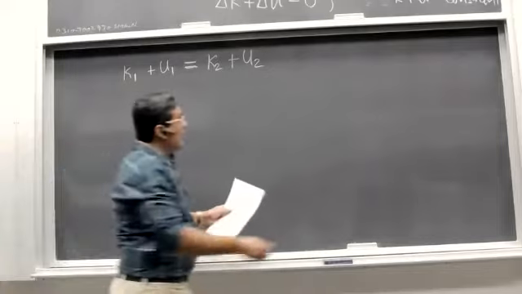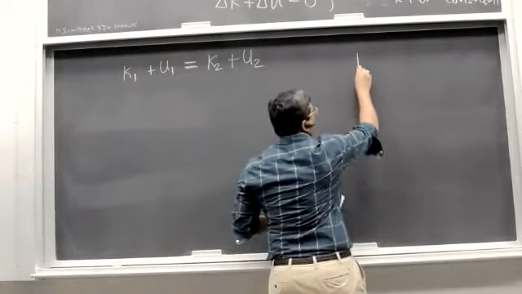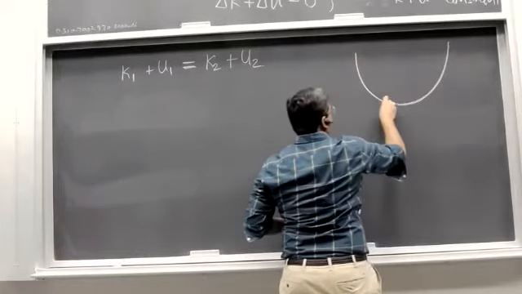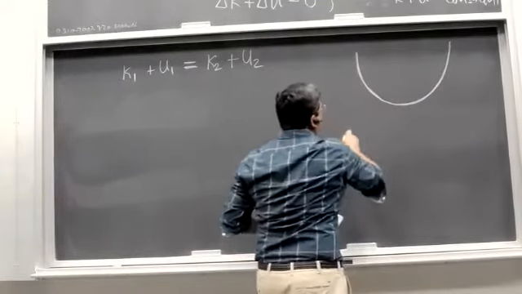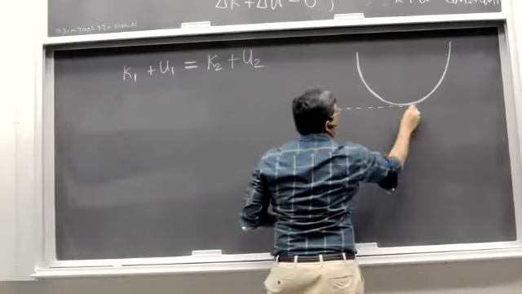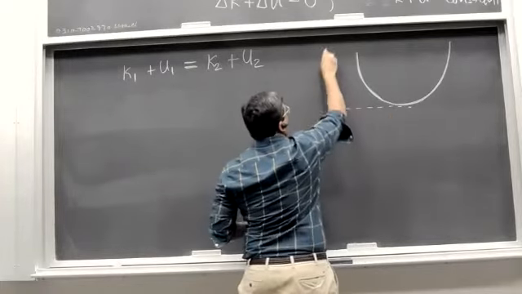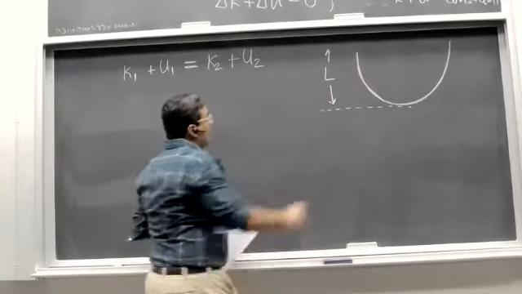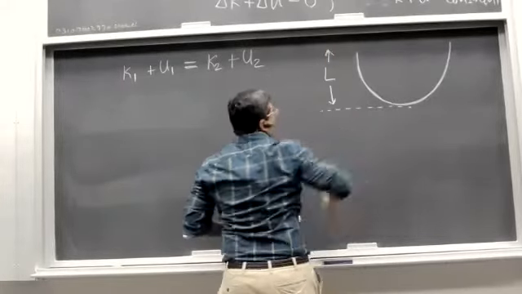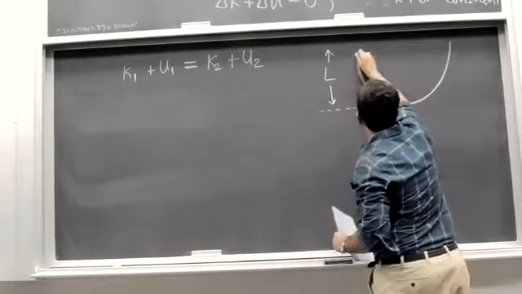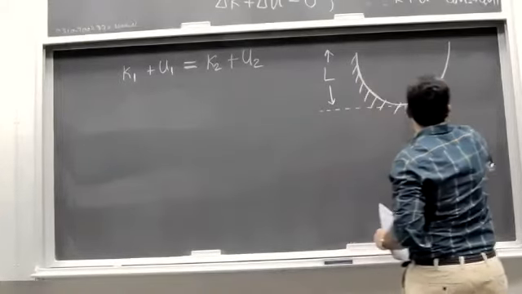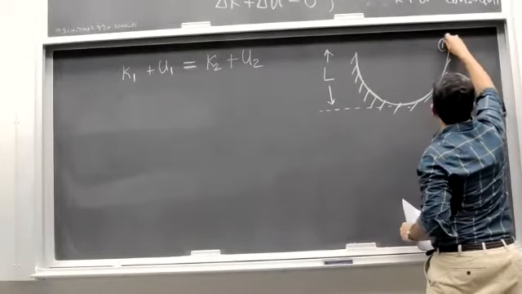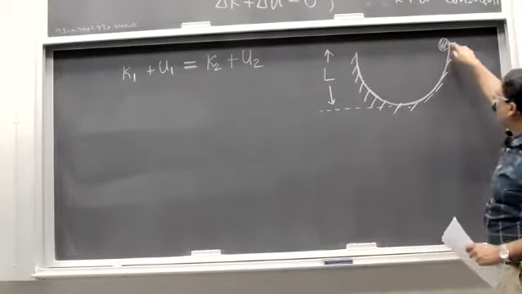And an example like this, you can work this out. For example, if you have a basin that looks like this, okay, and let's say that this distance is L, all right. So if you release a ball here, if you have a ball here, what is its potential energy?